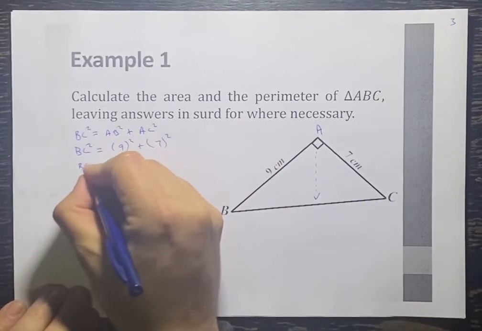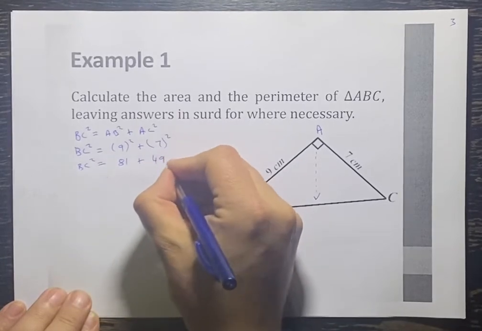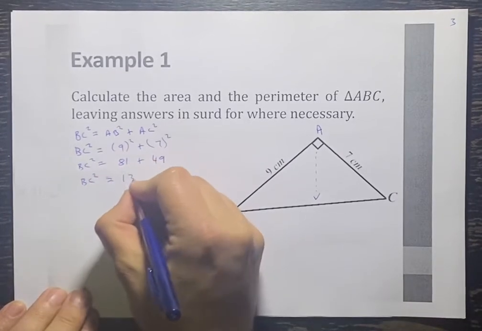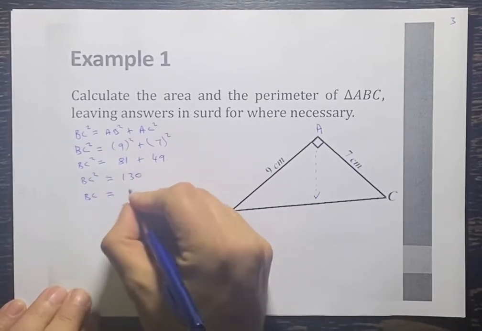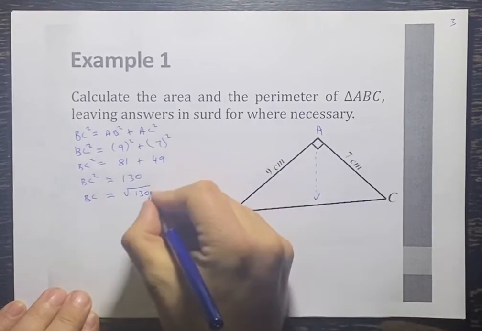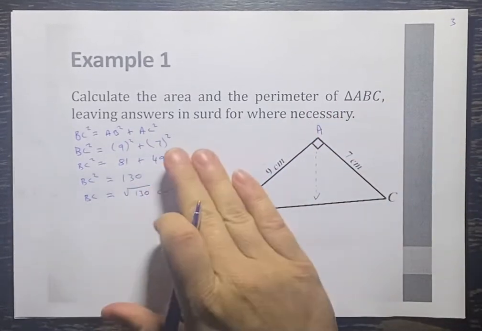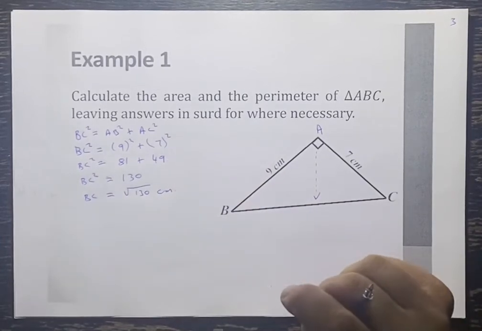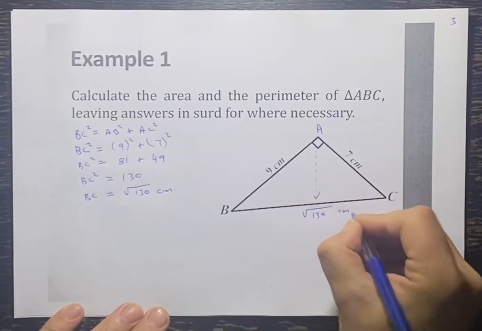and we get that BC squared is equal to 81 plus 49. That means BC squared is equal to 130. Take the square root of both sides to get BC on its own, and we get BC is equal to the square root of 130, and it is centimeters. They're just asking us to leave answers in surd form, and that is exactly what I've done here. So now I know the length of the side is the square root of 130 centimeters.